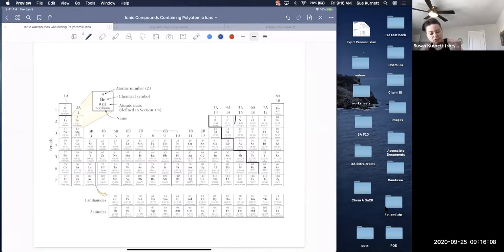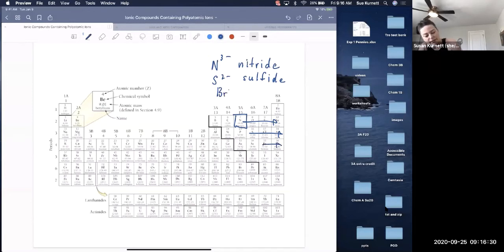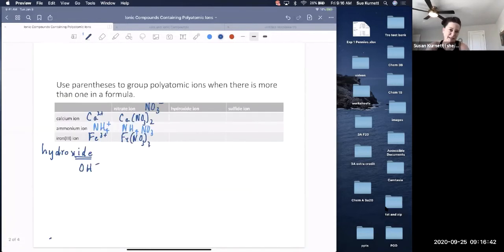So if nitrogen gains 3 electrons to be isoelectronic with neon, we call it nitride. If sulfide is isoelectronic with argon, because it's gained 2 electrons and now it has 18, and then bromide can gain 1. So there's a bunch of nonmetals that can gain electrons to be stable. And when they do that, they end up with an "ide" ending. So it's a little strange that hydroxide has an "ide" ending, but it does.